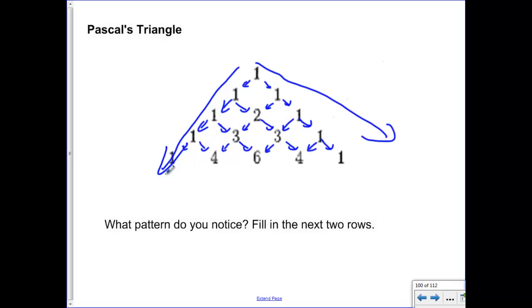Could we figure out the next row in this triangle? 1, 5, 10, 10, 5, 1. This would be a 1 on the edges. 1 and 4 adds to 5. 4 and 6 adds to 10. 6 and 4 adds to 10. 4 and 1 adds to 5.